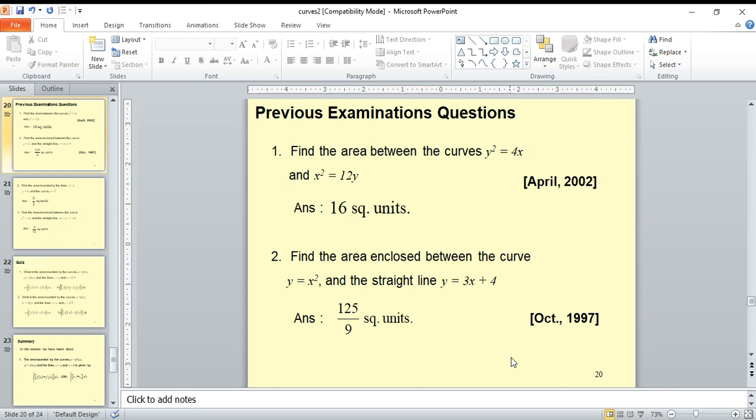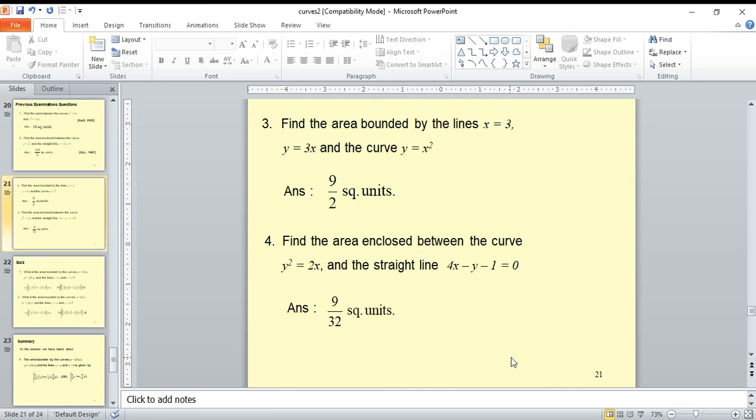This is the first example. Find the area enclosed between the curve y equal to x square and the line y equal to 3x plus 2. The second: find the area between the line x equal to 3 and y equal to 3x and the curve x square equal to 4ay. X square equal to 4ay curve and y equal to 3x, y minus 3x equal to 0. Using this, find the other interval. One interval is equal to 3, and find the other interval.